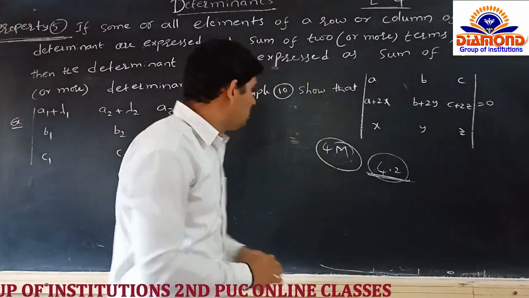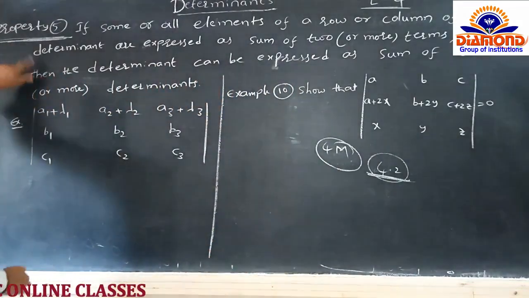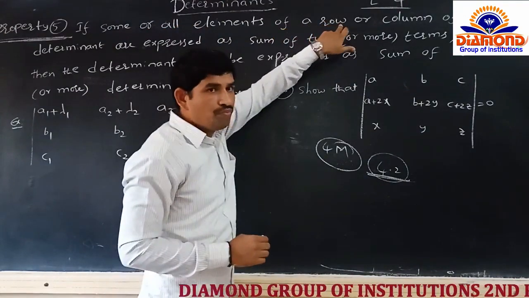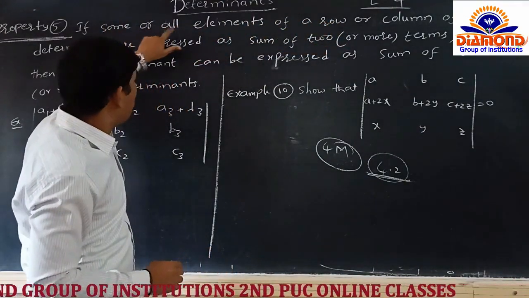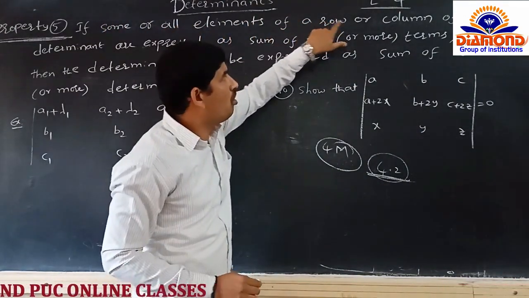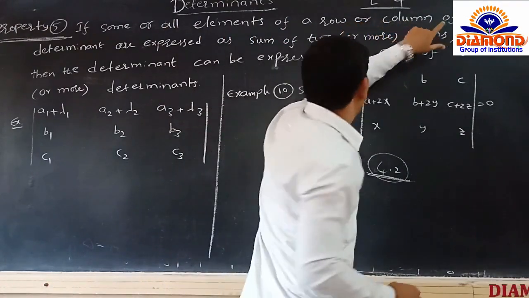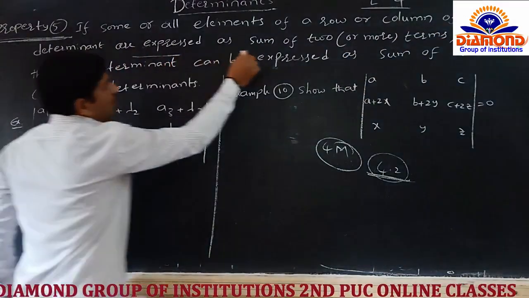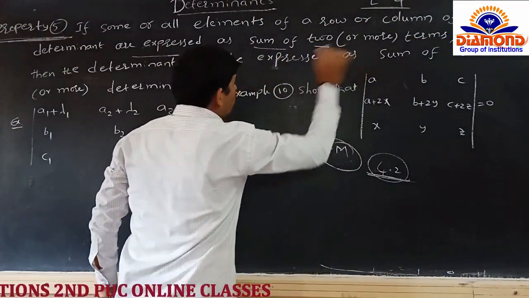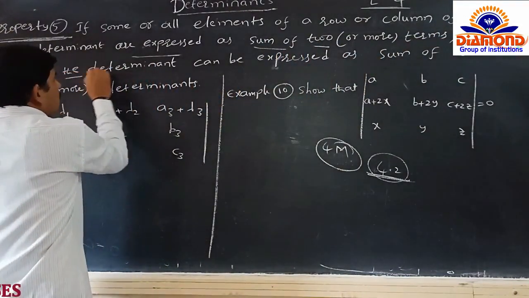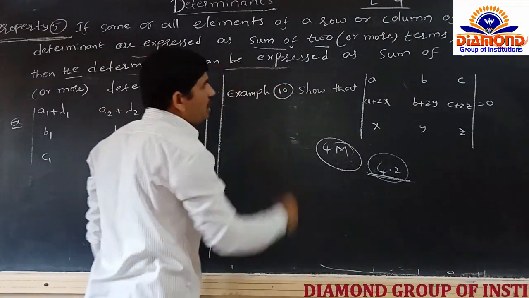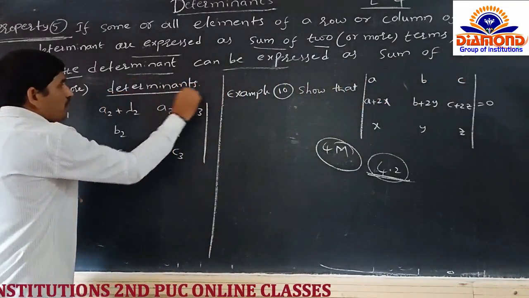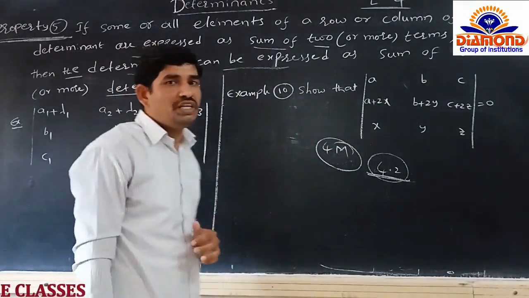Now see, this is property number 5. If some or all elements of a row or column of a determinant are expressed as sum of 2 or more terms, then the determinant can be expressed as sum of 2 determinants.